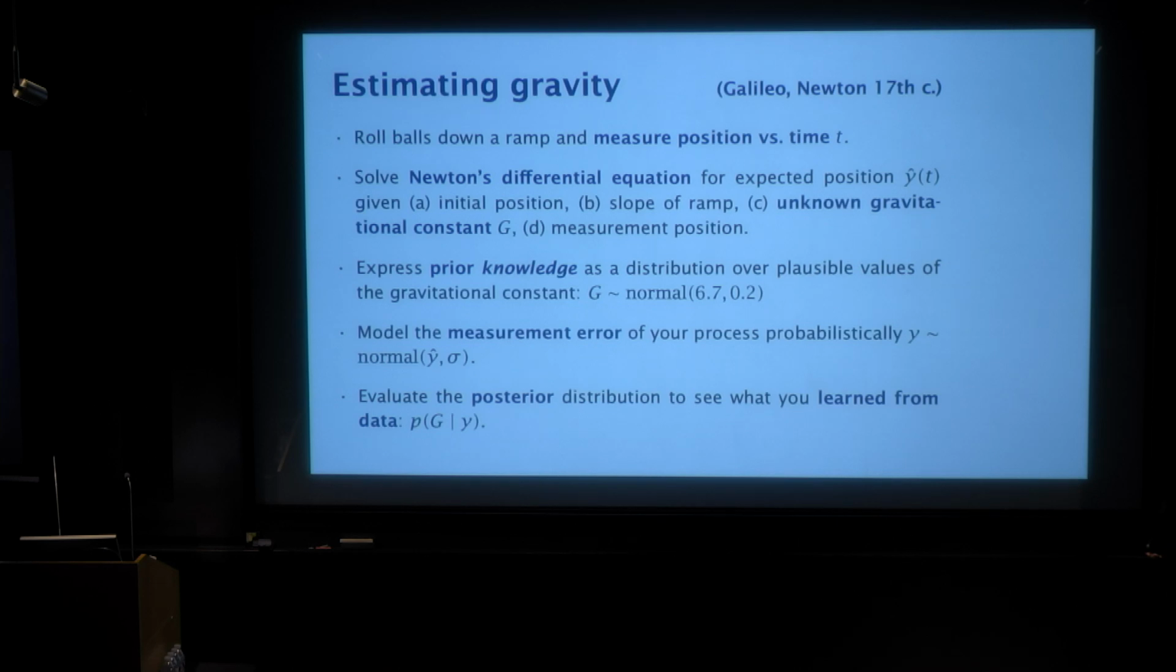And we know the measurement position. We're going to express our prior distribution as some kind of distribution over plausible values of this constant. It depends what scale and units you use. That's just completely made up.